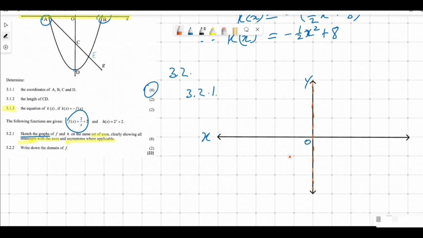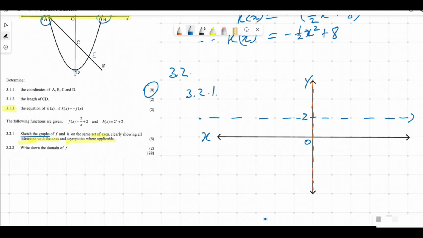Okay. Then the next thing, we sketch our what? Our horizontal asymptote, which is at what? Above the x-axis in this case, because it's a positive 2. Yes, it's at positive 2. y is equal to 2. So we're going to put 2 there and make a dotted line. So this is our horizontal asymptote.